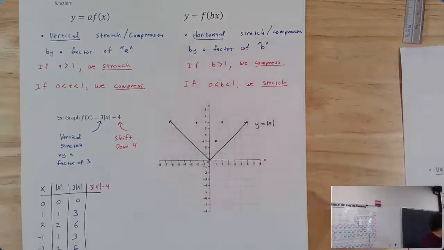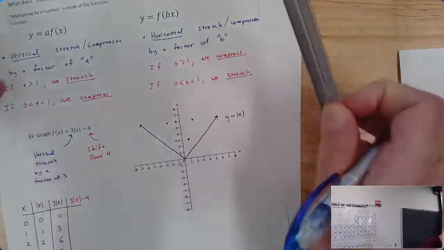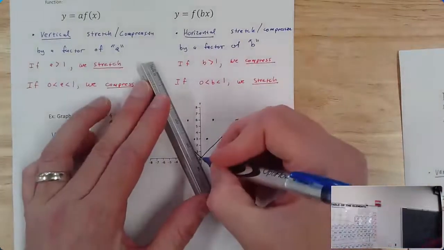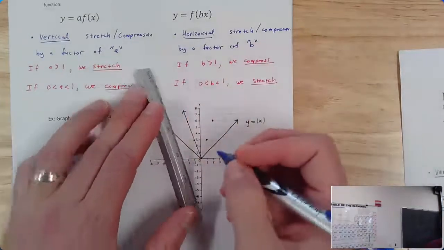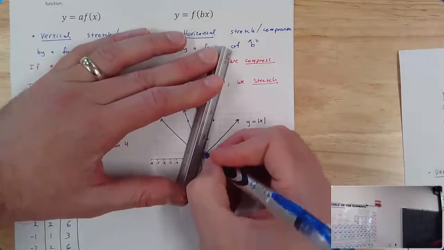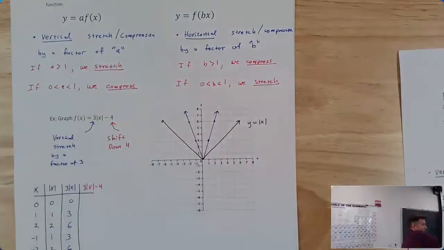But I really want you all to see, well, in fact, let me draw it before I ask you to see a thing. Let's use my ruler. I'm a big fan of this little ruler. Okay. So what we've done here is we have pulled these points up 3 times as far away from the x-axis as they were.